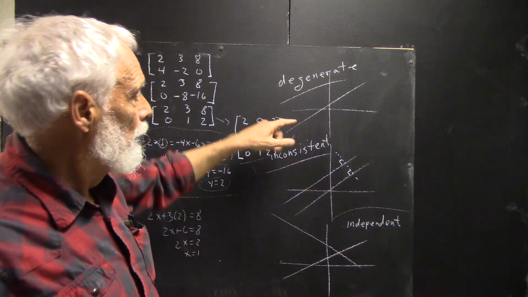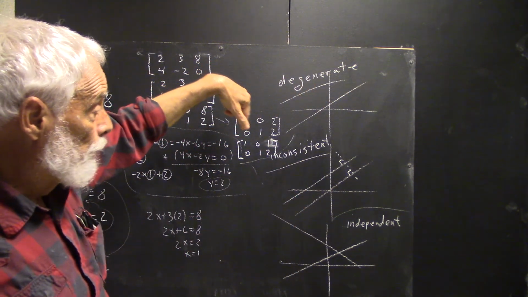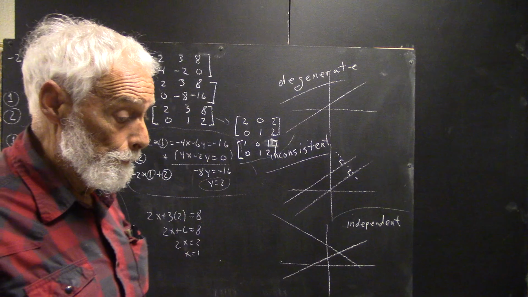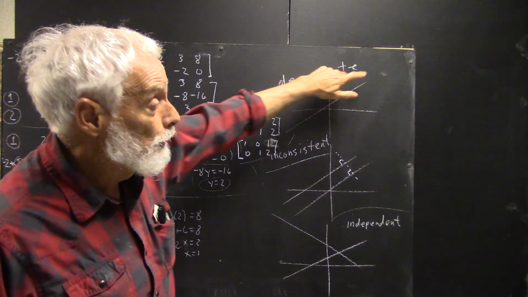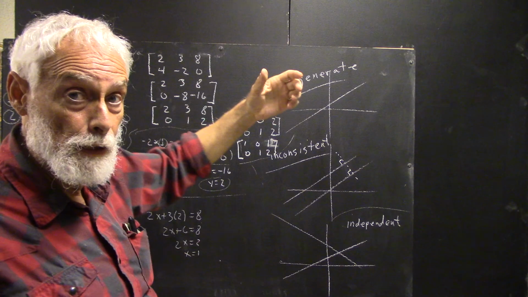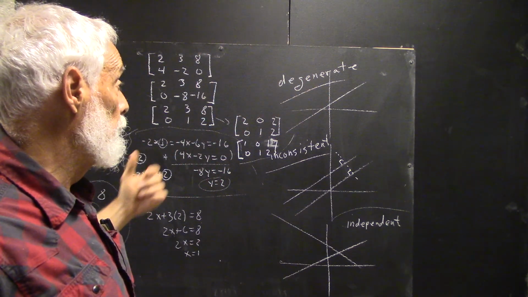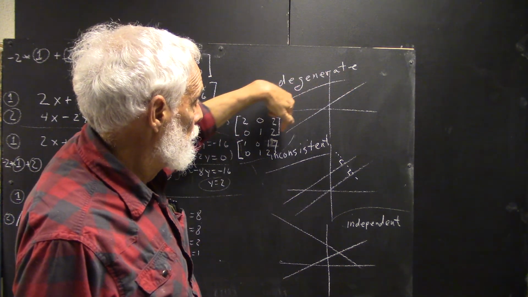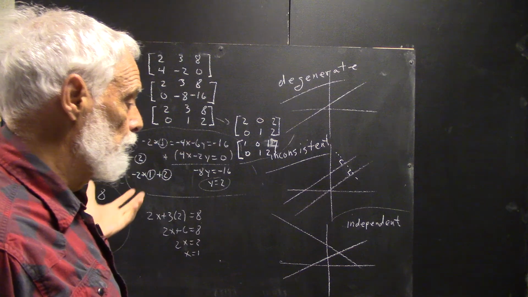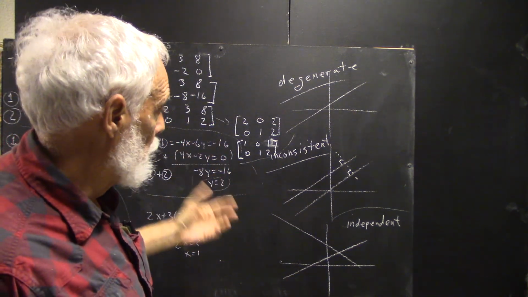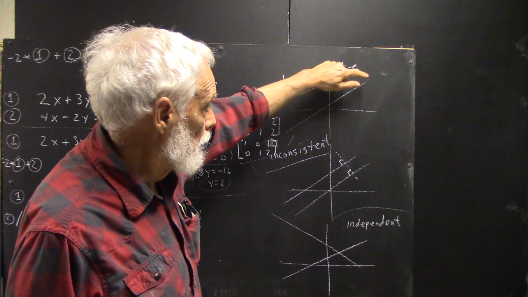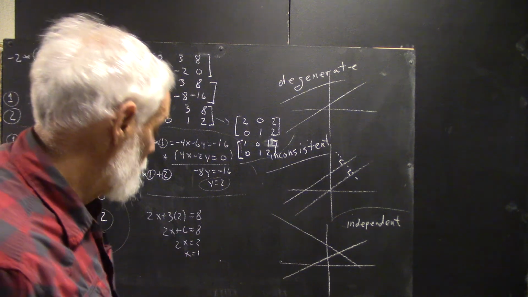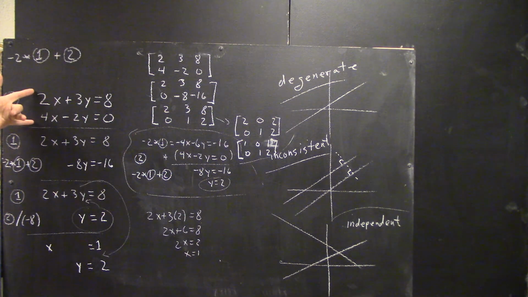Now there's another case, and I just drew this as one line. This is a case where not only are the lines parallel, but they overlap, so that they're the same line. They're essentially the same equation. They might not look the same, but they are the same equation. This is a case that we call degenerate, where the two lines match, the two equations are actually different forms of the same equation. And then we have an infinite number of solutions, because any point on this line will correspond to a solution.